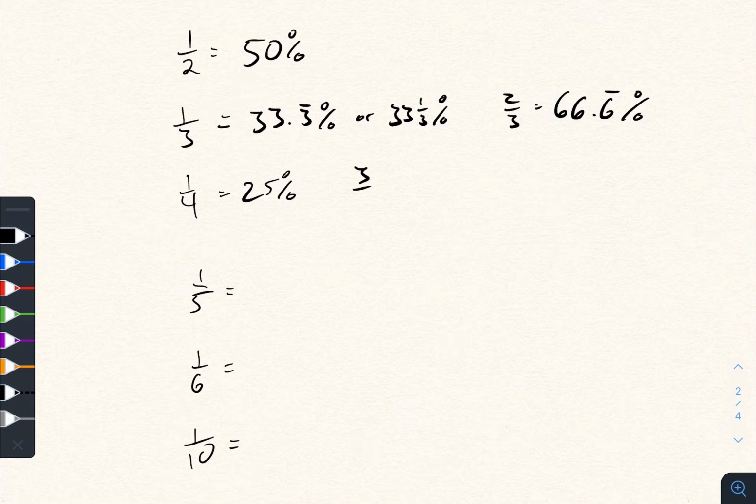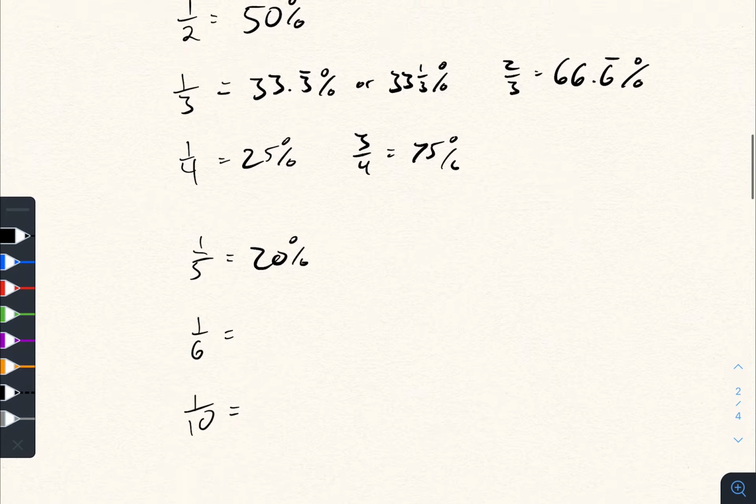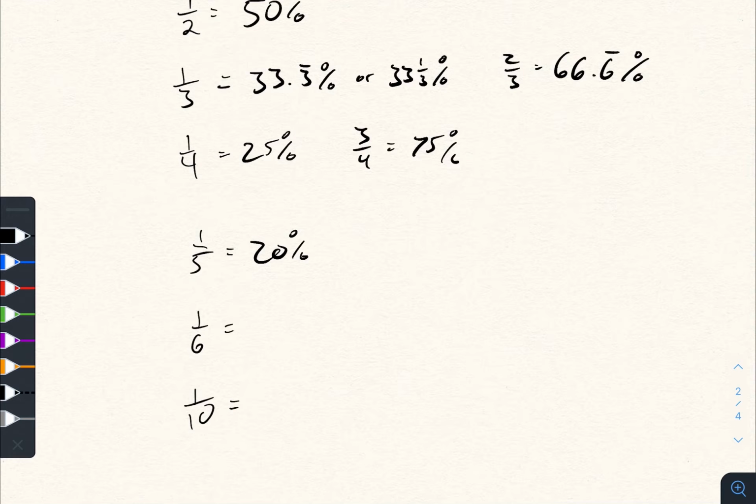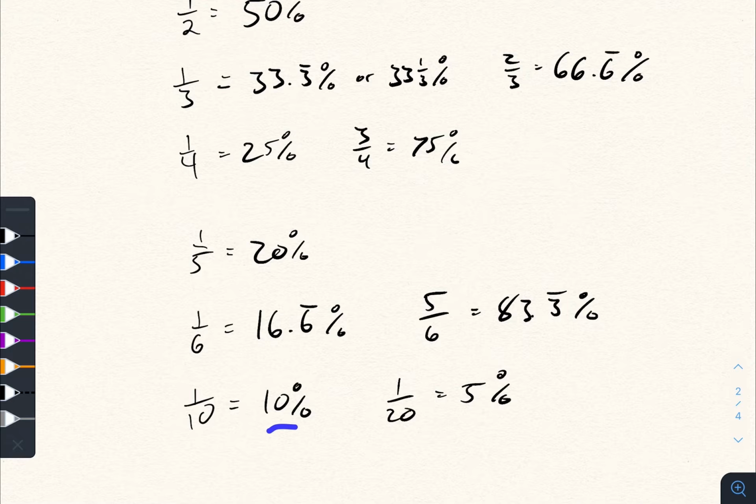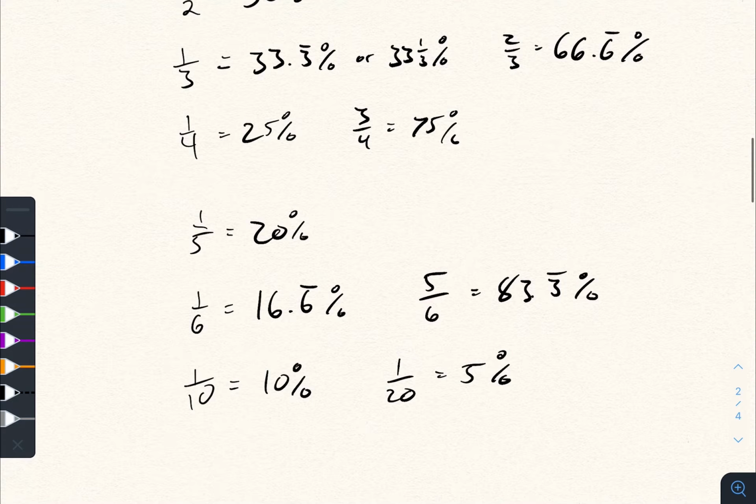1/4 is 25%, 3/4 is 75%, 1/5 is 20%. It's good to know the multiples of that. So 40, 60, 80%. 1/6 is 16.6 repeating percent. 5/6 is 83.3 repeating percent. And 1/10, of course, 10%, all your multiples of that. And then 1/20th is half of that, or half of 10%, so 5%. So having these all at your fingertips just makes computations a lot easier.